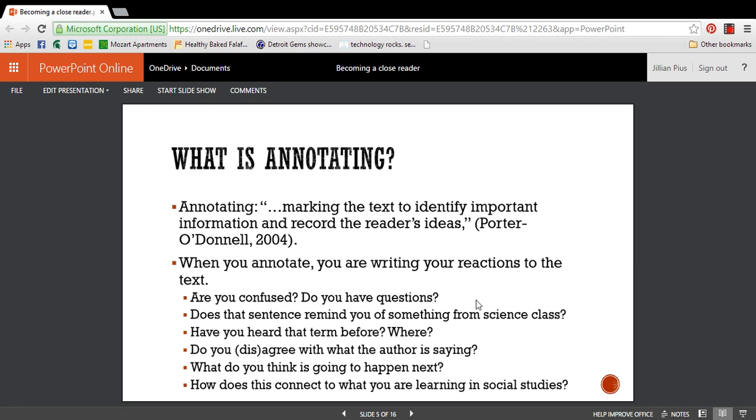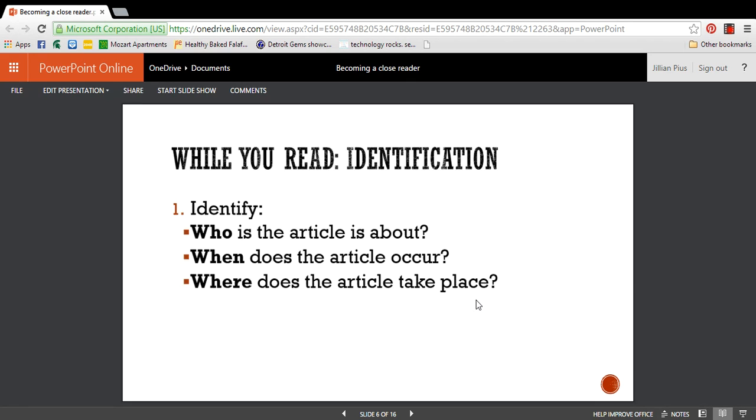So some examples of questions you might think about while you're reading. Are you confused? Do you have any questions? Does that sentence remind you of something from science class? Have you heard that term before? Where? Do you agree or disagree with what the author is saying? What do you think is going to happen next? How does this connect to what you are learning in social studies? So these are just some sample questions. While you read, you're identifying who the article is about, when the article occurs, and where the article takes place.